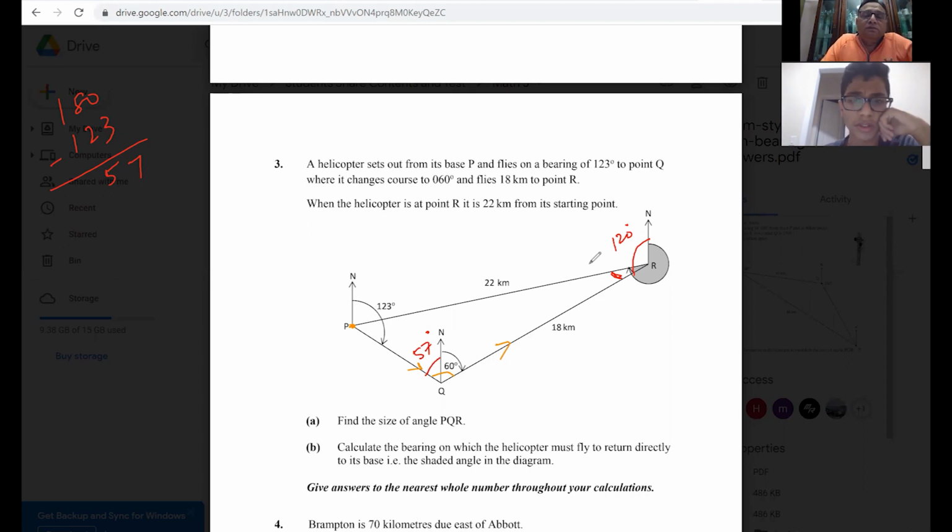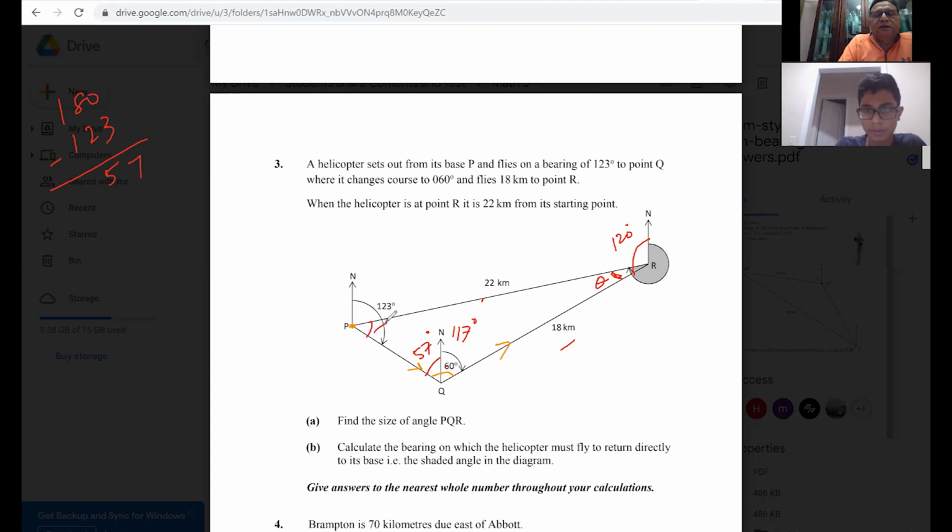Yeah, we could just use law of sines to find the size of angle PQR. So what is PQR? 117. I just used law of sines to find angle QPR. Yeah, and then I got 46.8. So I just rounded to 47. Correct. So find QPR. That's correct.